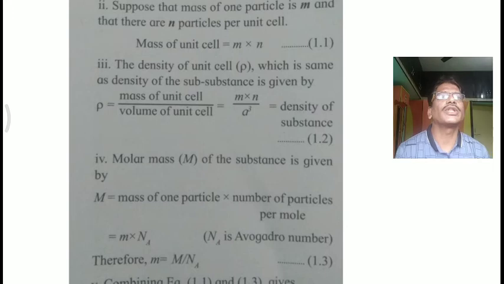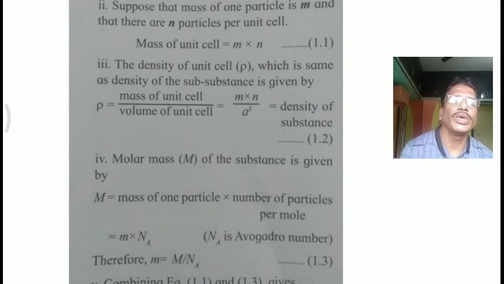And if you consider the FCC, how many particles are present in FCC? In FCC there are 4 particles present in one unit cell, and the mass is m. So n is equal to 4 and the mass of a particle is m. So the mass of the FCC unit cell is equal to m into 4, that is 4m. From these two equations we can calculate first the volume of the unit cell, that is a cube, and the mass of the unit cell, that is m into n.